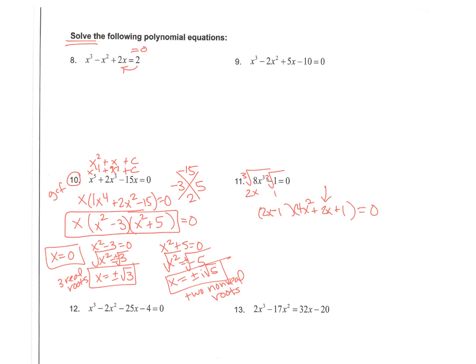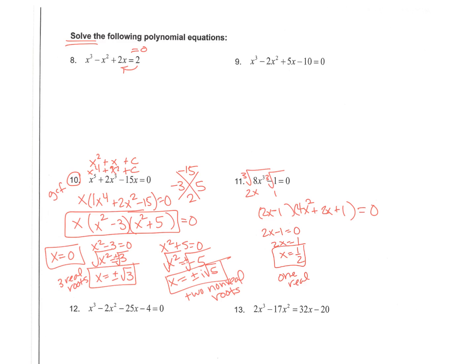So this would be what I need to solve now. So I'm going to solve this. When I set my 2x minus 1 equal to 0, I add 1 over, and I get x equals 1/2. That's 1 real root.